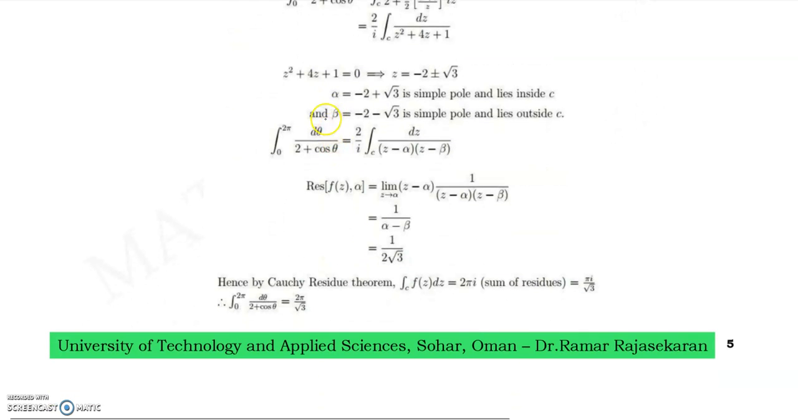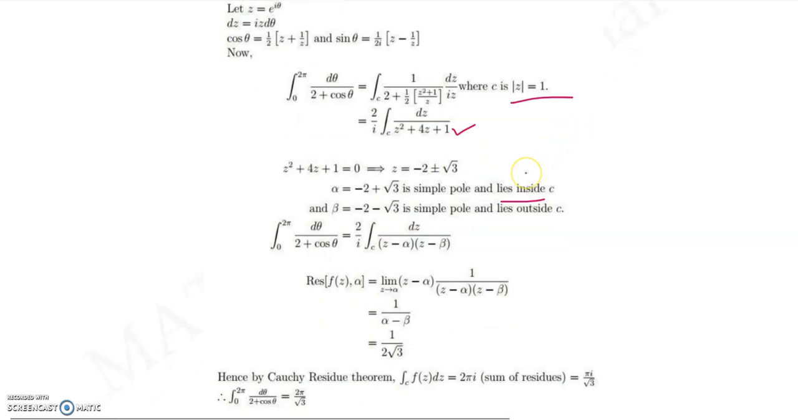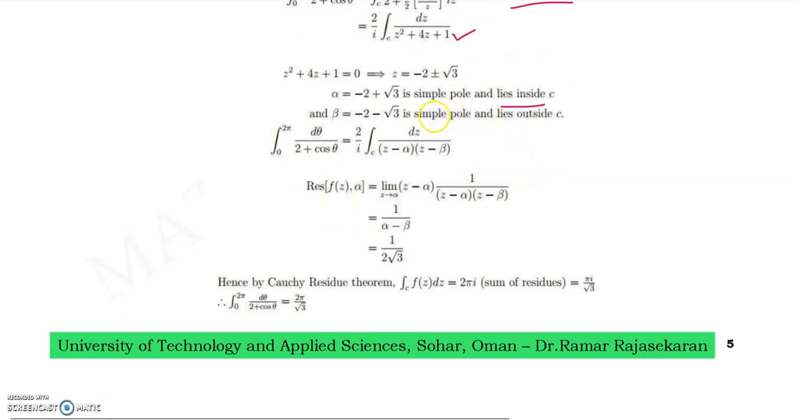This is the given question, and this is the simplified form. After that, you factorize the denominator, you get two values for z, and you check what is inside and what is outside. Both are simple poles. I take one pole as alpha and one pole as beta. Which pole is inside? The simple pole minus 2 plus root 3 lies inside the unit circle. Always consider the unit circle. The other is outside, so no need to worry about that.